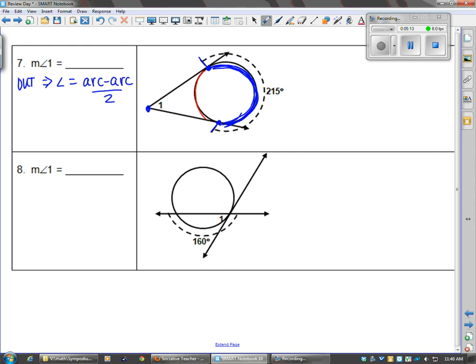The other one that we need is the other part of the circle. So to find that, we just do 360 minus 215, and we get 145. So the red arc is 145. Then just follow your formula. The angle equals the big arc minus the little arc divided by 2. Okay, and I believe you should get 35.